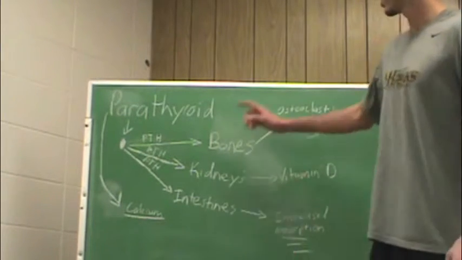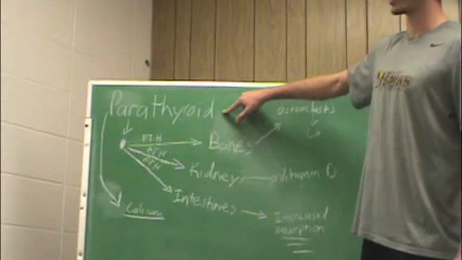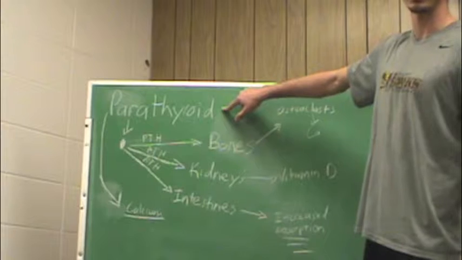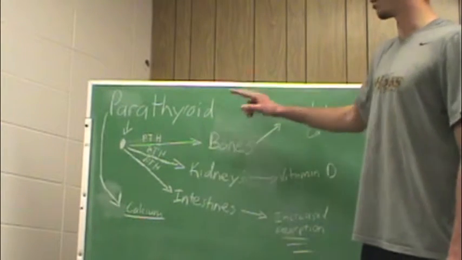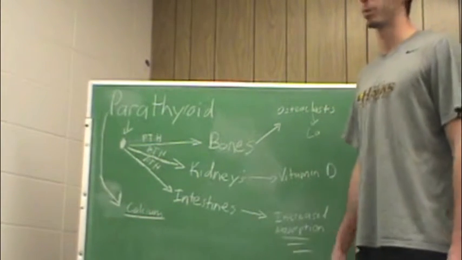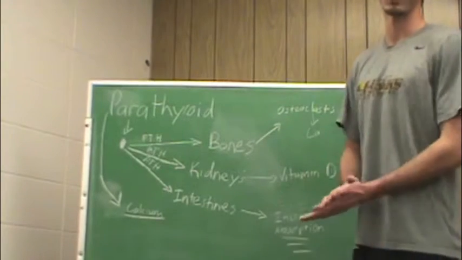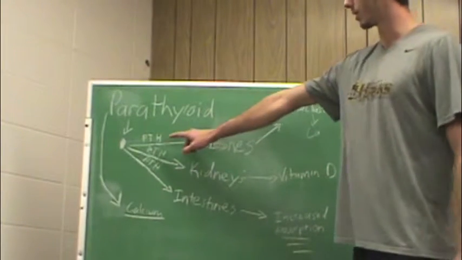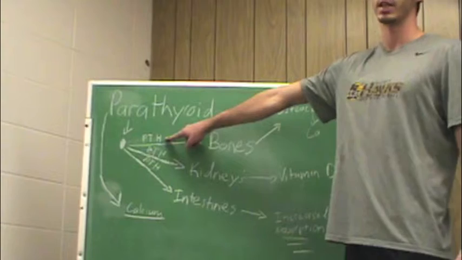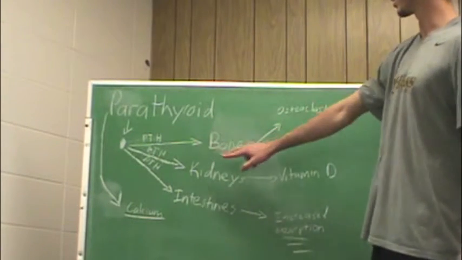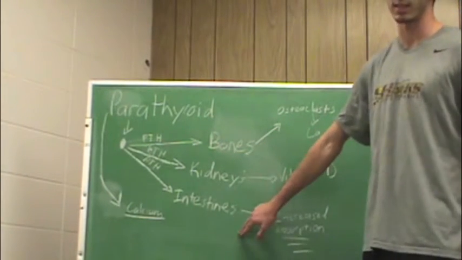Good morning, class. Today we're talking about the parathyroid gland. And what do these four tiny glands do, you might say? Well, it monitors the calcium levels in your blood. And when you have low calcium levels, it secretes parathyroid hormone, or PTH. And it secretes it to the bones, the kidneys, and the intestines.